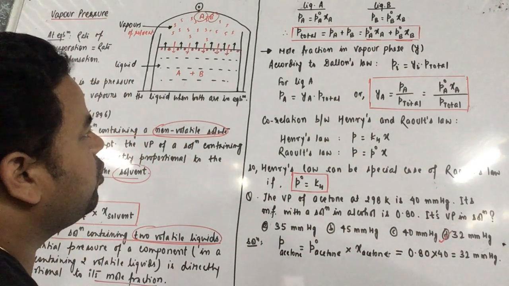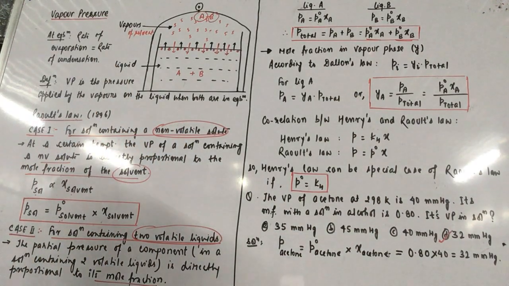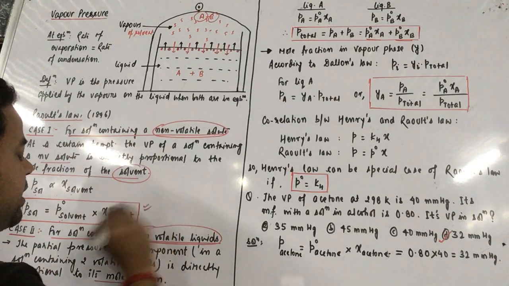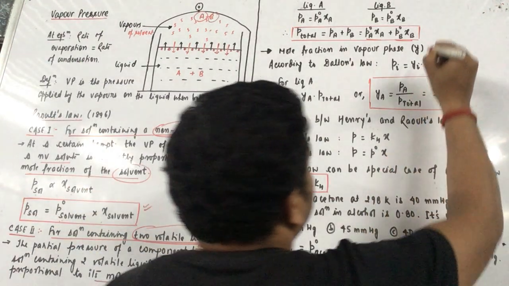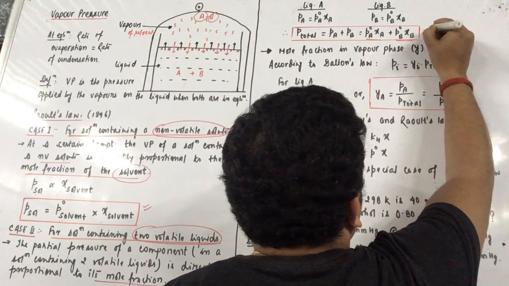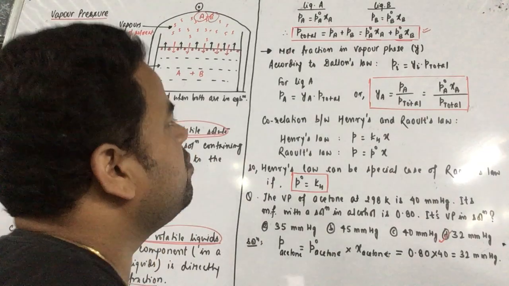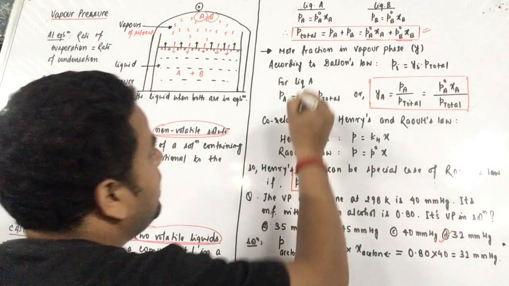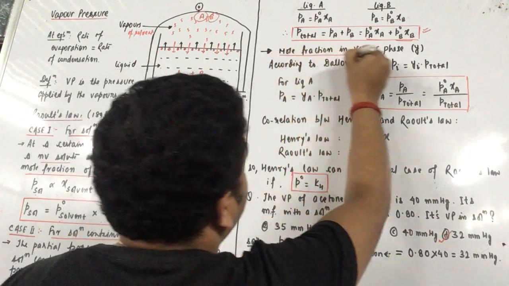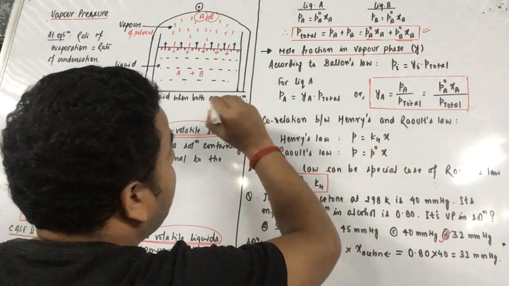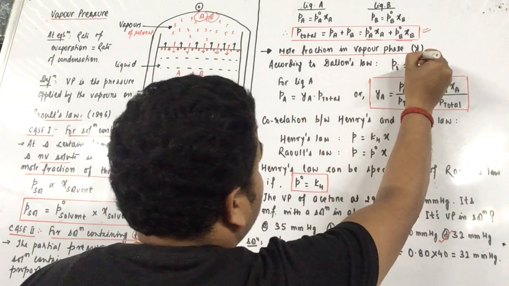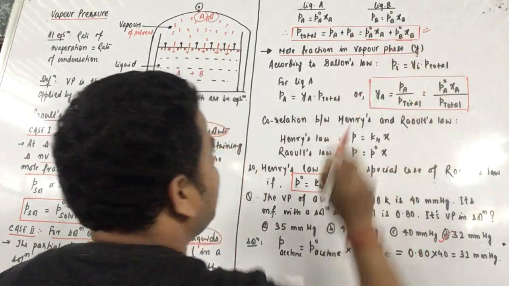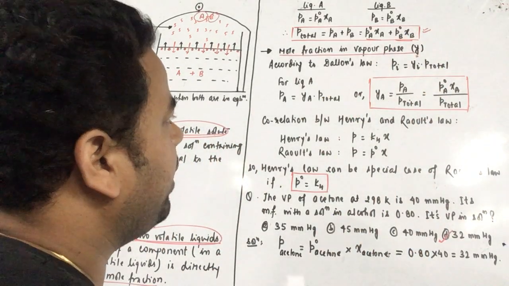Now let us work through. So we have two formulas to work on numericals related to Raoult's law. This is the first case where we have a solution containing a non-volatile solute, and this is the second case where the solution has two volatile liquids. Now if we have to calculate the mole fraction in vapor phase, remember vapor phase, not in liquid phase, in vapor phase we are going to represent it by the alphabet Y, small y.